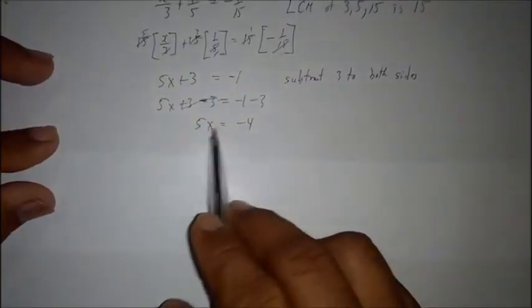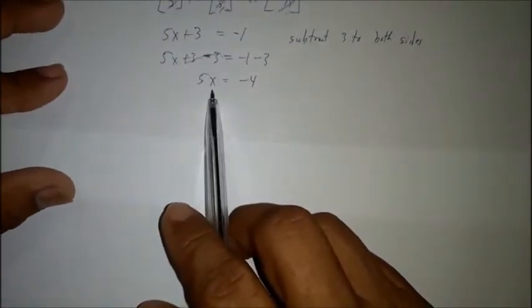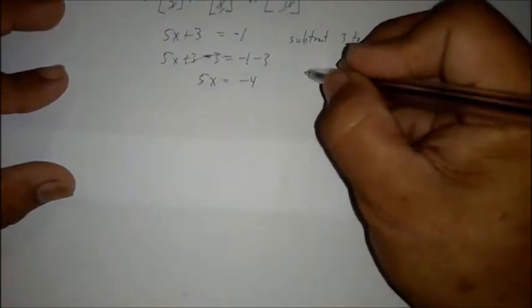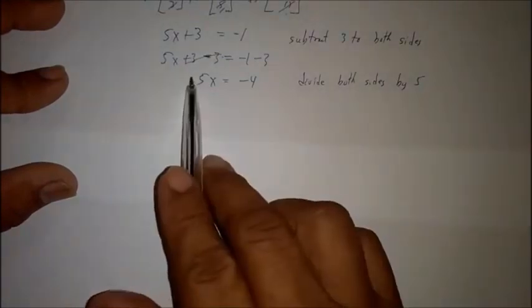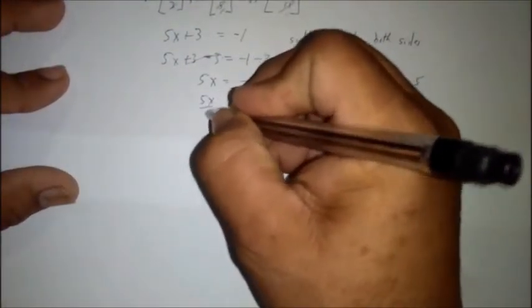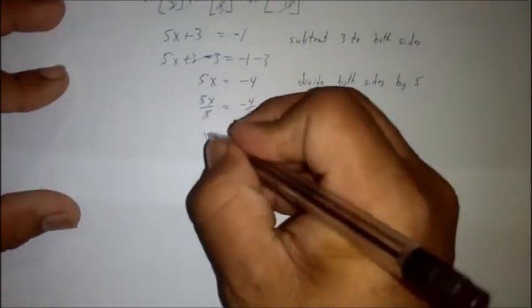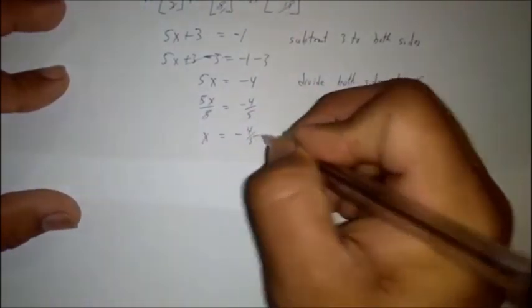Now this looks like multiplication. So how do we get rid of this coefficient which is in front of the x? Simply by dividing by the coefficient value. So divide both sides by 5, which is the coefficient. If it was a negative, you would divide by a negative 5. But in this case, it's a positive 5, so we divide both sides by 5: 5x over 5 equals negative 4 over 5. The 5 here cancels out, giving us x equals negative 4 over 5.